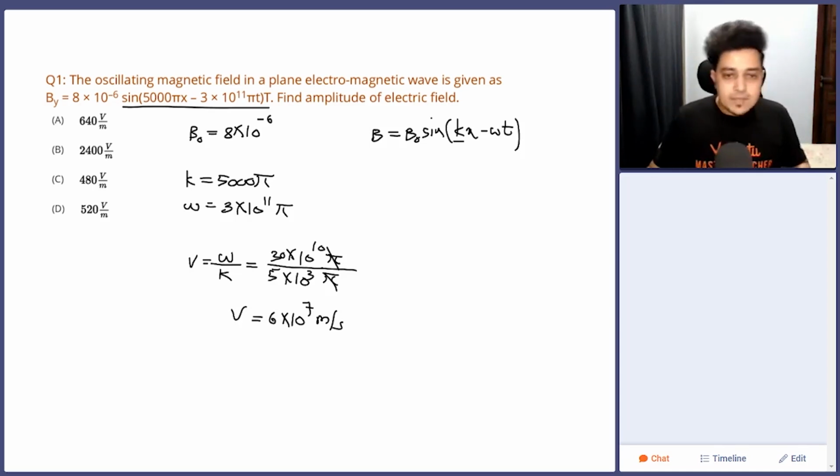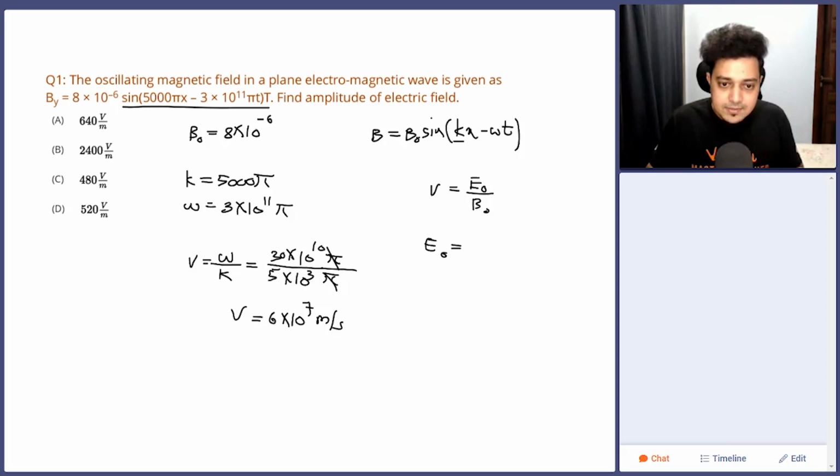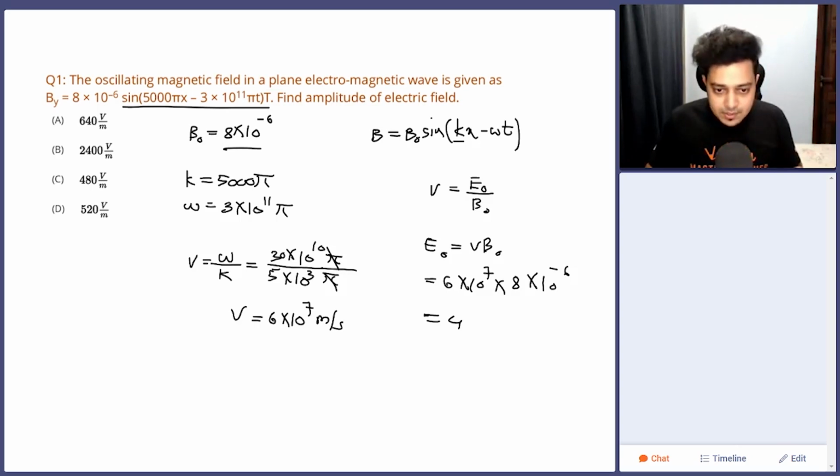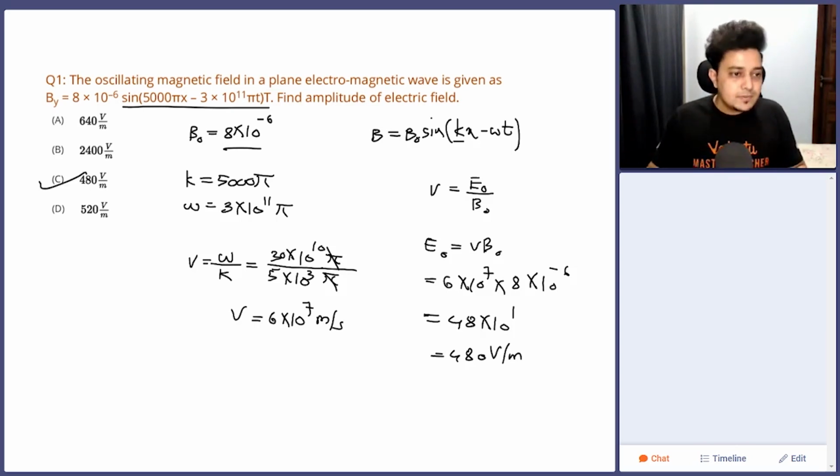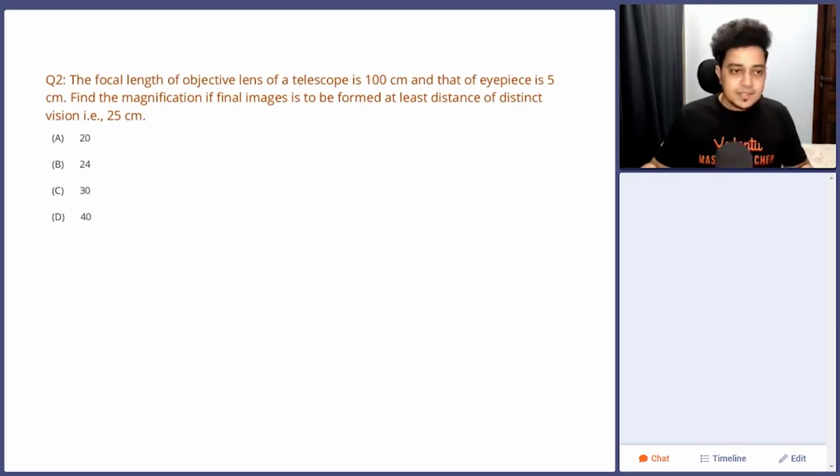Now that we have the speed of the EM wave, we know the formula for the speed of the EM wave is also equal to peak electric field divided by peak magnetic field. So we want the peak electric field in this case: speed of the EM wave multiplied by B naught. Speed is 6 into 10 raised to 7 and magnetic field value is 8 into 10 raised to minus 6. So this is 48 into 10 raised to 1, so 480 volt per meter. So C is the correct answer. Fine. Let's move on to the next question.